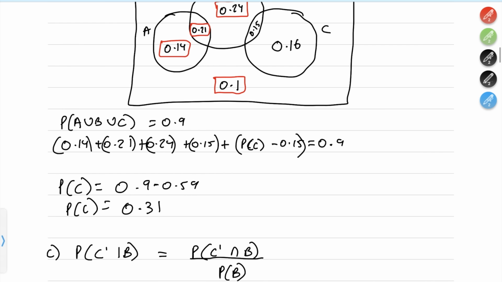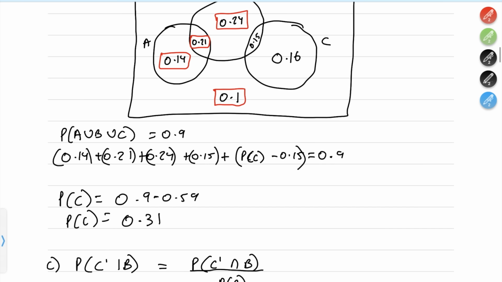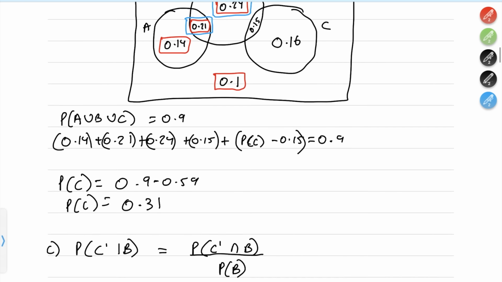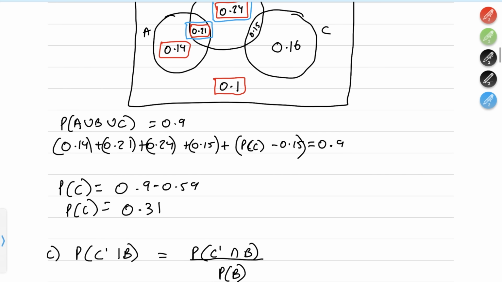Now it's asking us, when does the complement of C occur at the exact same time as event B? So I'm going to highlight event B in blue. So this is event B, and this is event B. So we can see here there's only two events that occur at the same time as the complement of C. So there's only two events. So 0.24 and 0.21 are in B, and they occur in not C at the same time. Sorry if that was a bit confusing, but I've highlighted them so I can add them up.